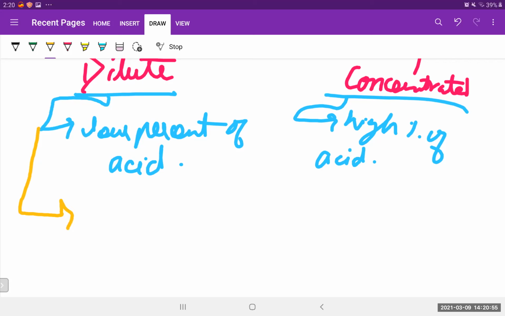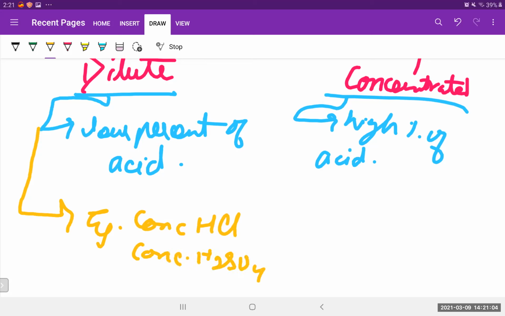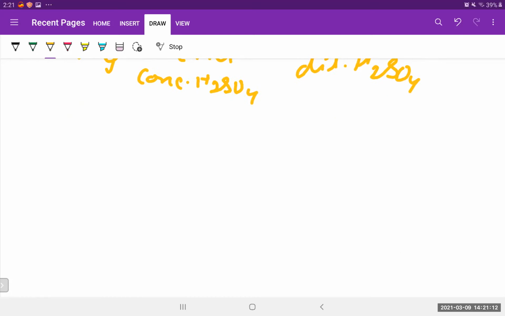Next, let's talk about some examples. Concentrated can be anything: concentrated HCl, concentrated H2SO4. And here you can write dilute HCl, dilute H2SO4. This is also a basis of division. It has been asked in one of the examinations. Okay, moving on to the next thing.